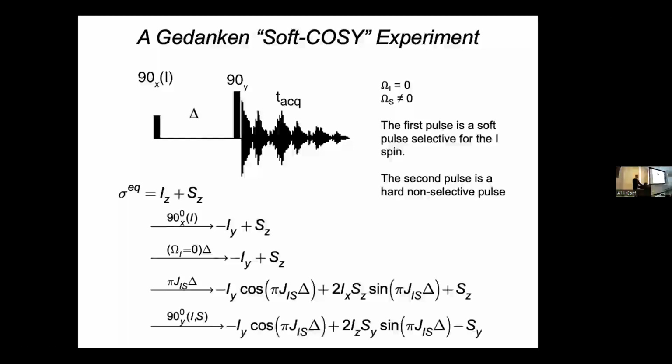You can see why I started with a selective pulse on resonance. Makes my algebra easy. And now I have the 90-degree pulse that's non-selective, and I applied it on the y-axis. So nothing happens to this term.